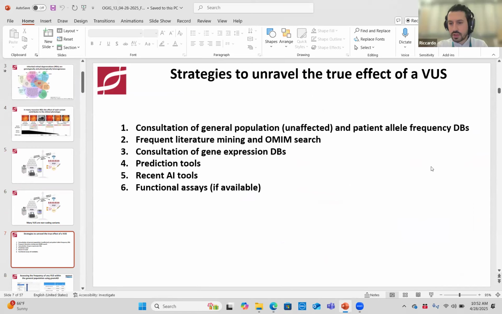Yes, yes. Okay, so I will share the screen. Do you see this? Yes. Okay, so this part is actually the introduction and this outline. I focus more on the strategies to unravel the true effect of VUSs.